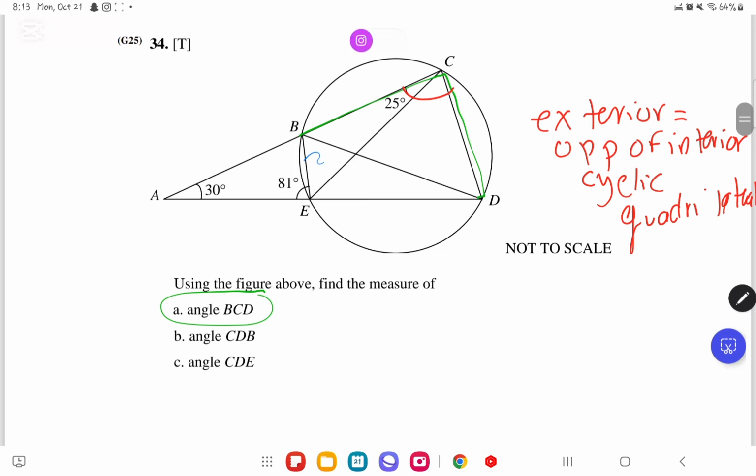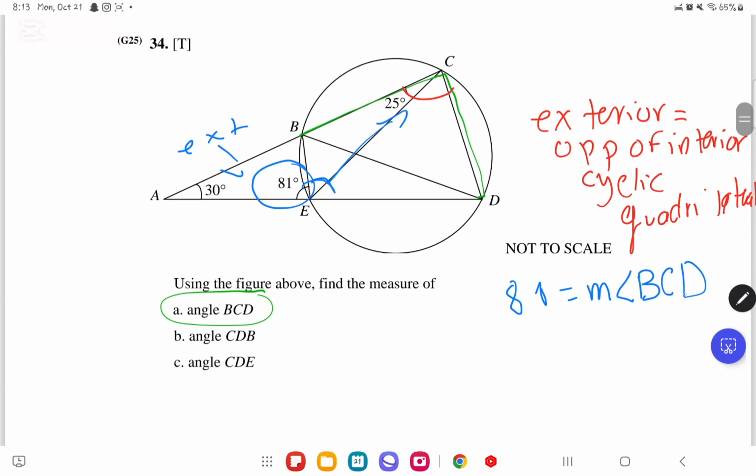So we're looking for angle BCD, which is this angle over here. If you notice, we have this angle over here. So we have an exterior angle. This is its interior. And what's the opposite of its interior? It is the angle BCD. So applying this rule, we know that 81 is equal to the opposite of its interior, which is measure angle BCD. So the angle BCD is 81 degrees.